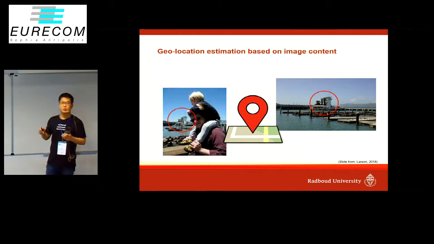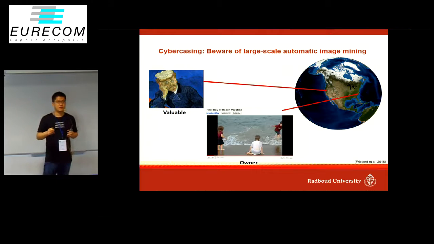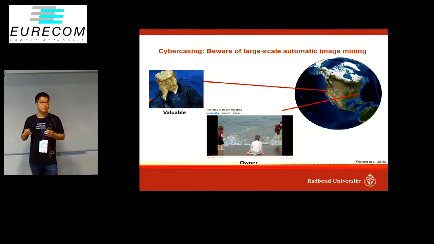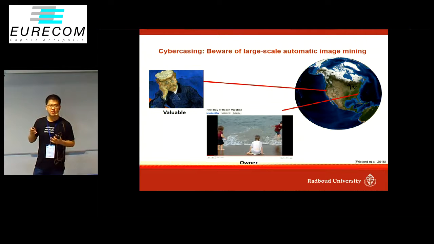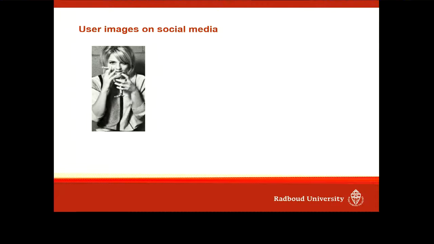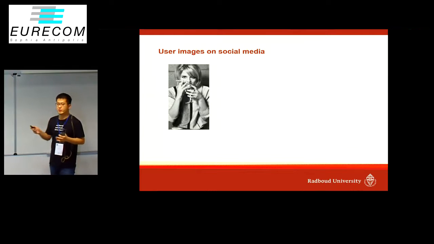So he doesn't want to share his location with others, but the algorithms can estimate the place where the image was taken. What might be worse is if he goes far away from his home for a holiday. Criminals who have this information may break in to his house to get some valuable things. It's bad for burglary.